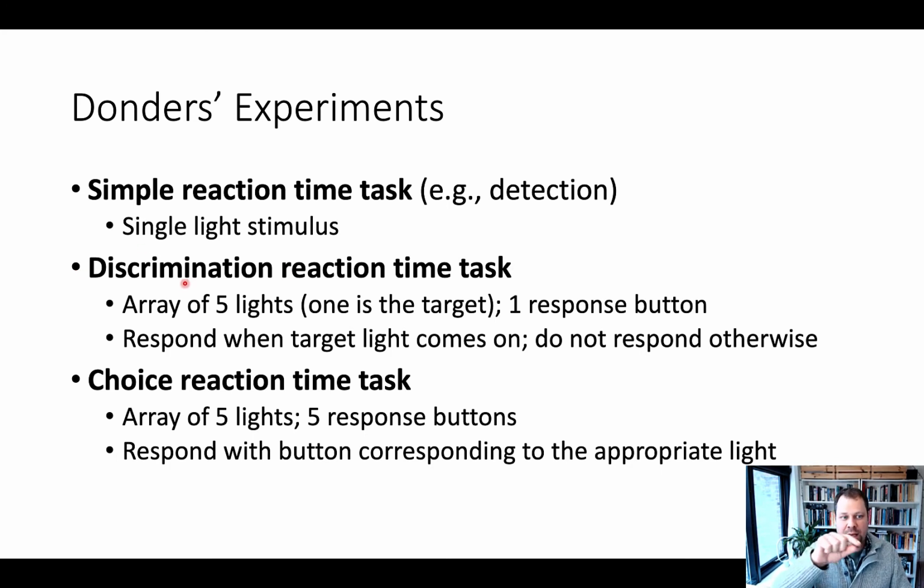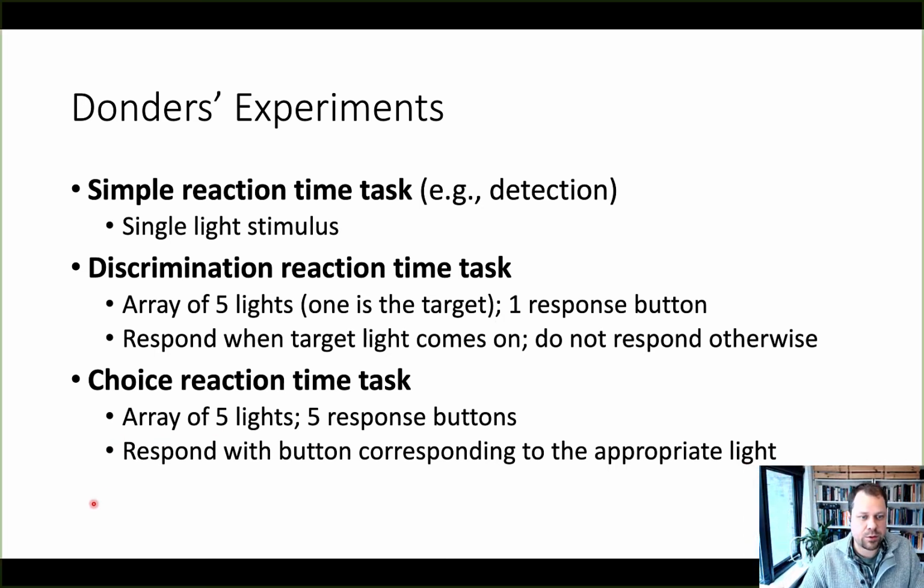Now we have an array of 5 lights still, right? And your task now is no longer to push a button when any light goes on, but to push a button only when the red light goes on. One button is still the only response possibility that you have. So you just push when the red light is on, and you don't push when any of the other 4 lights are on. And I'm going to do this multiple times with you again and measure your reaction time on this task.